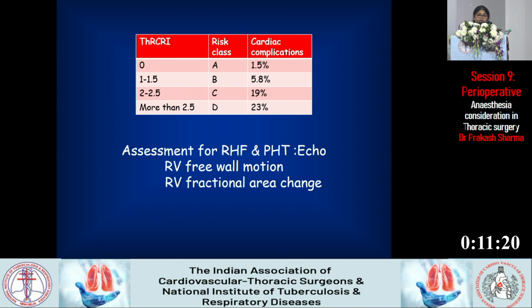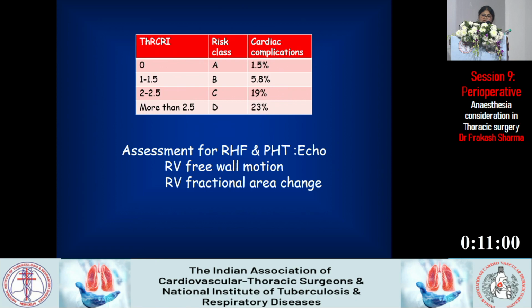So depending upon the risk class that the patient is allotted to, the risk of cardiac complications varies with the risk class, and it is maximum, to the point of 23%, in a patient who has a thoracic cardiac risk index of more than 2.5.